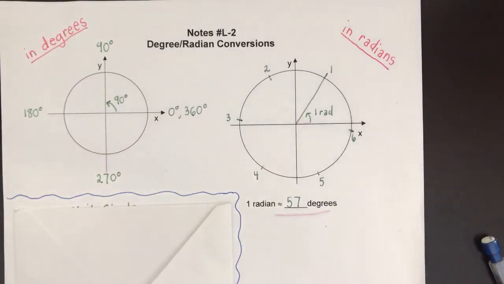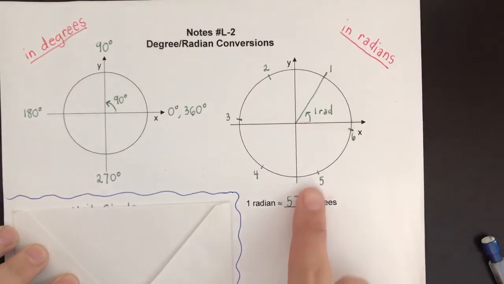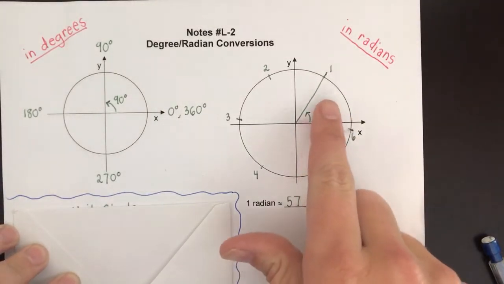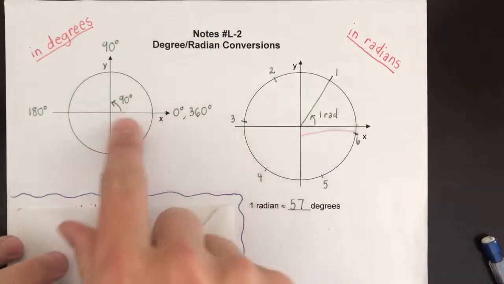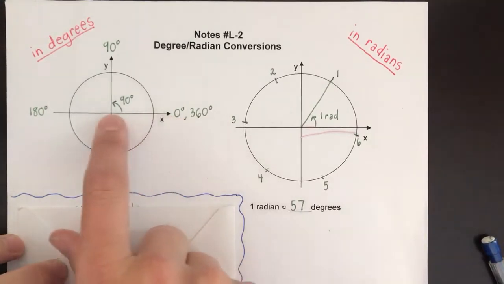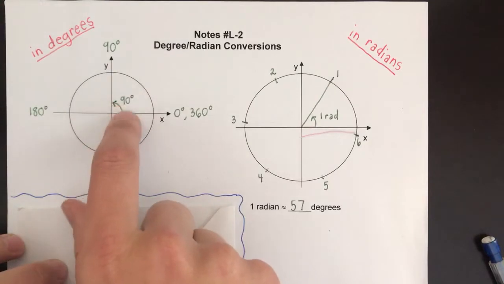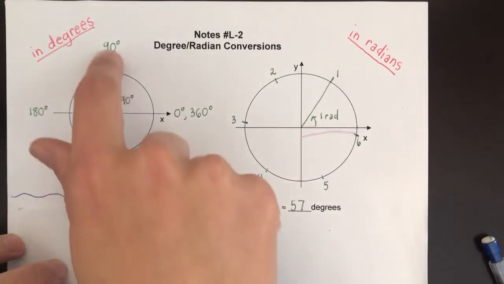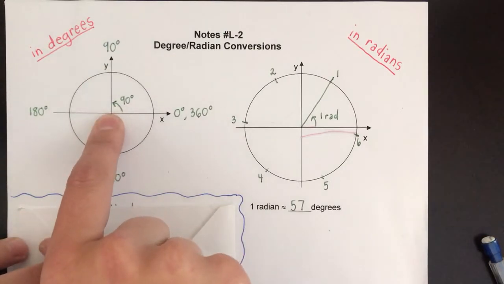Today we're looking at notes L-2, radian and degree conversions. You're already very familiar with measuring angles in degrees. We've looked at a circle already where this is our initial side, 0 degrees, starting here. This would be 90 degrees, a straight vertical line, the y-axis, in other words, if this was centered at the origin.